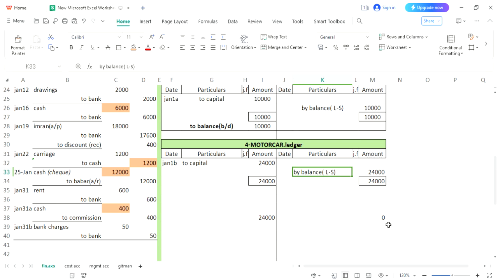As you calculate this initial balance, next responsibility is to bring it down. What we are going to do, we will choose opposite side first. Okay, the initial balance was calculated on credit side.